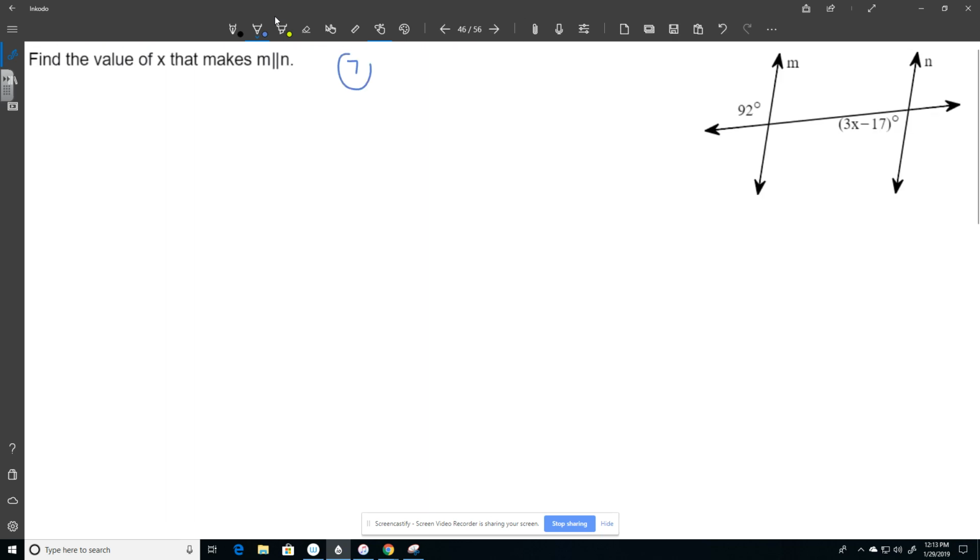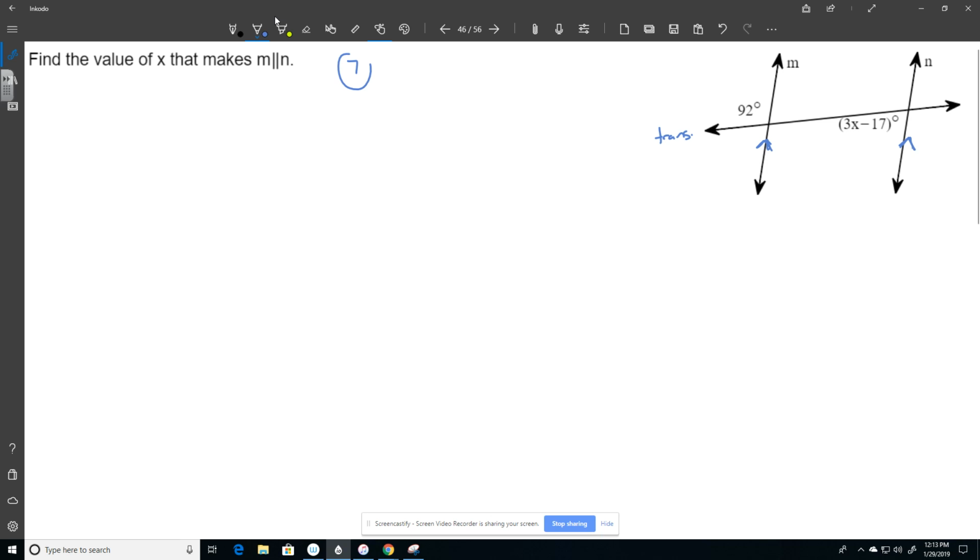Find the value of x that makes m and n parallel. So again, we want these to be parallel to each other. But when I look at these two angles, this one is outside, this one is inside, but they're on alternate sides of my transversal right here, which means we don't really know anything about those two angles compared to each other. So we have to do a little bit of work.